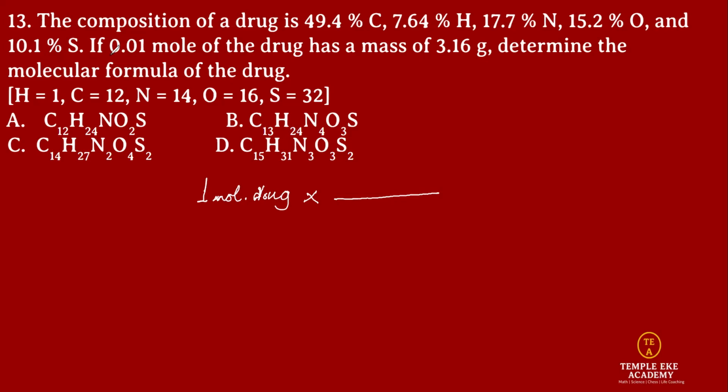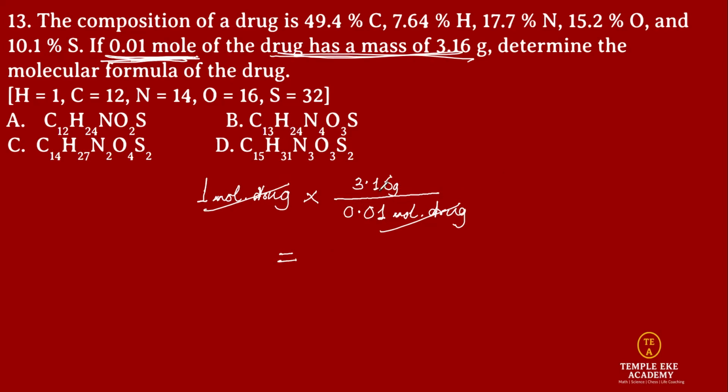And the detail provided is 0.01 mole of the drug, so we can employ that. 0.01 mole of the drug has a mass of 3.16 grams. Beautiful. And now it means these units can cancel out, mole of drug out. And the prevailing unit is gram of the drug, which is the molar mass. Upon evaluation of this value, we obtain the molar mass.